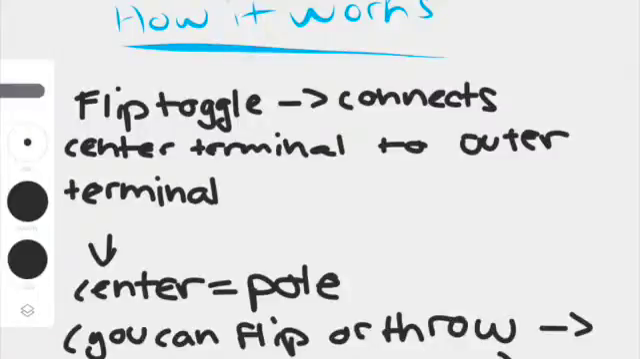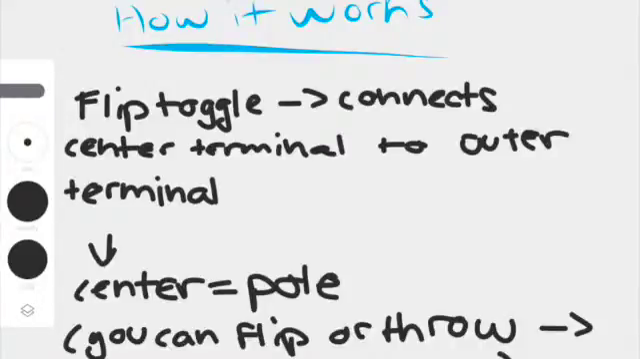There are many different types of switches which we'll go over throughout the video, but let's go over the flip toggle. The flip toggle basically connects the center terminal to the outer terminal. So this is how a basic switch works. The center terminal is also known as the pole. It switches the center, or the pole, to the outer parts, so it connects the dots where otherwise there's a gap in that circuit.